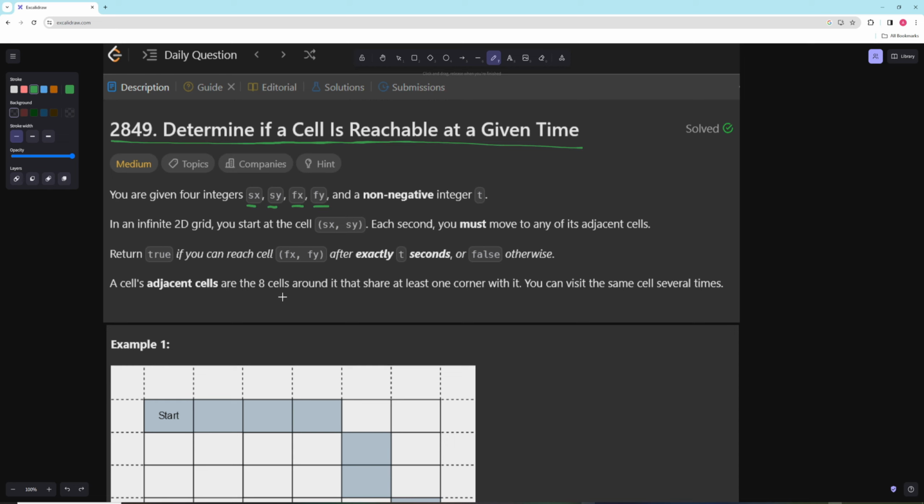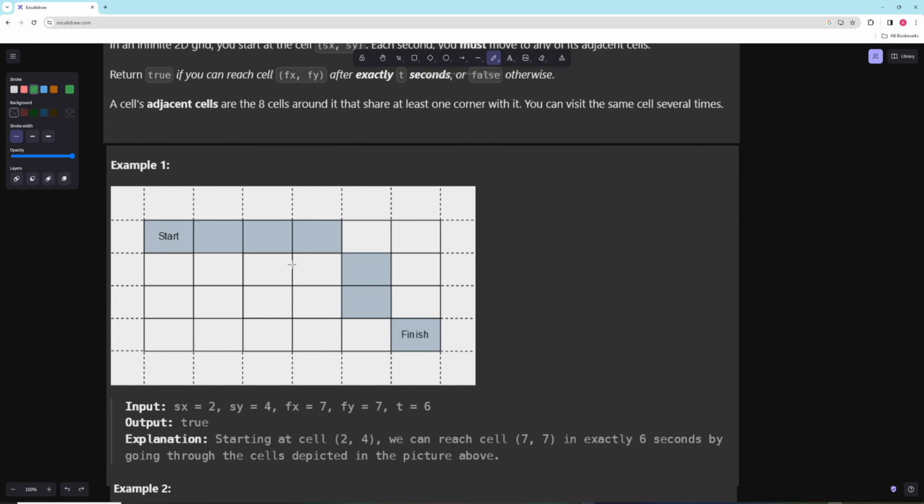A cell's adjacent cells are the 8 cells around it that share at least one corner with it. You can visit the same cell multiple times.